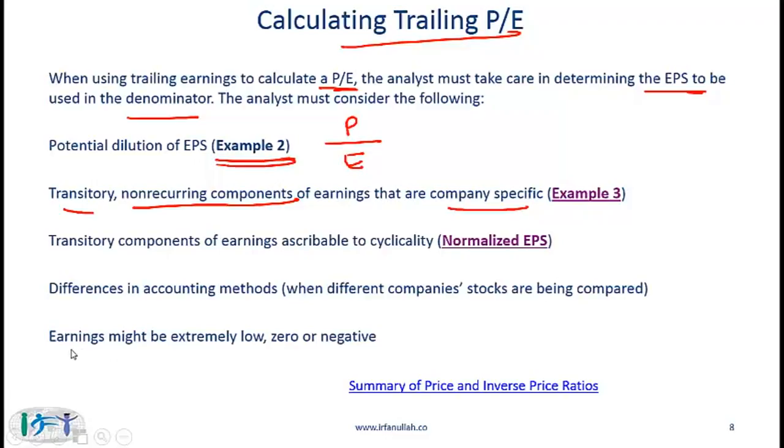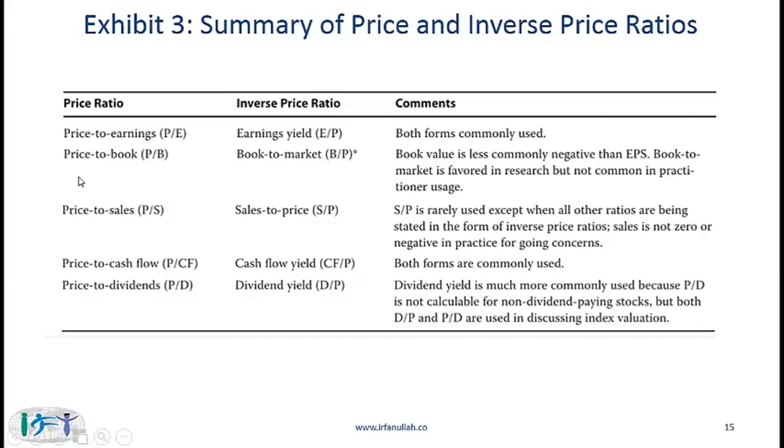What do you do if the earnings are extremely low, zero, or negative? Then obviously this method doesn't work too well. When your earnings number is low or negative, then it makes sense to look at some of the other ratios that we will talk about. And here is a quick summary of the other ratios. We've already talked about the PE.